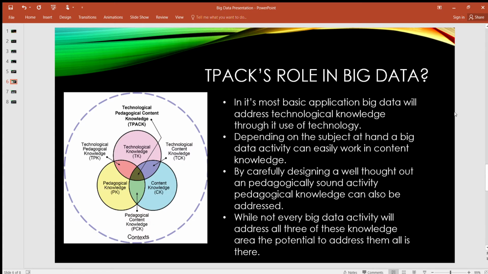All right, in terms of TPACK, anytime students are going to be working with big data, it's obviously going to involve technological knowledge based on what we're specifically doing with the data. It could encompass content knowledge, and if we design those activities well, we should be able to work in some pedagogical knowledge as well. So, with the right activity, we could easily hit that sweet spot that overlaps all three. But definitely, throughout an activity involving big data, we would hit on a lot of these TPACK knowledge areas.